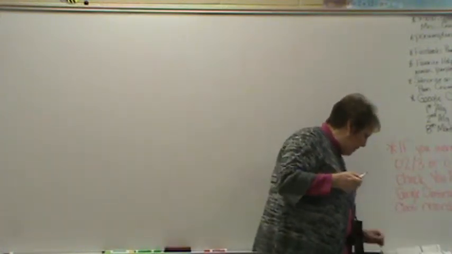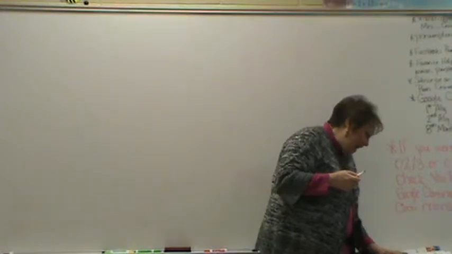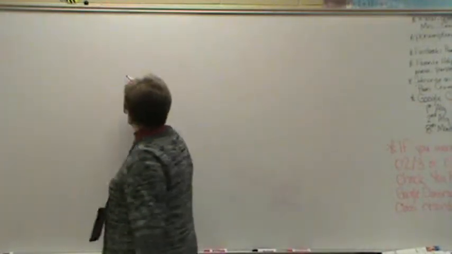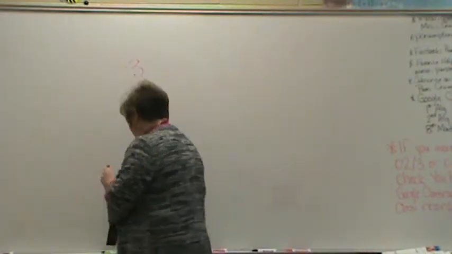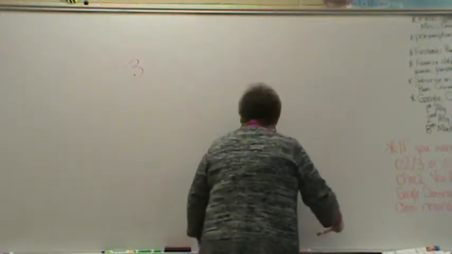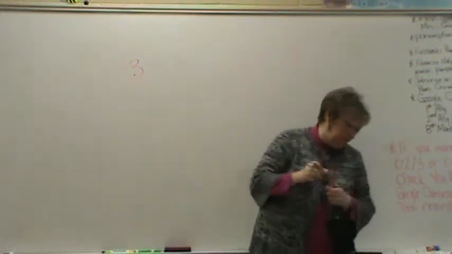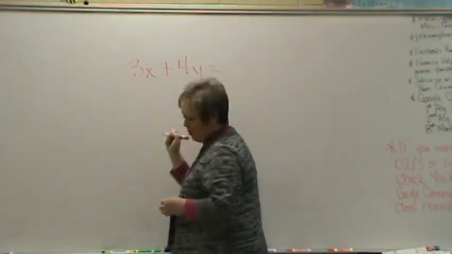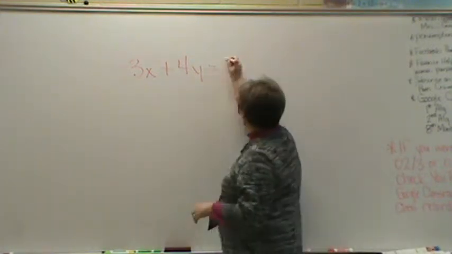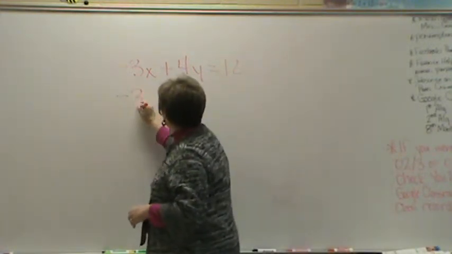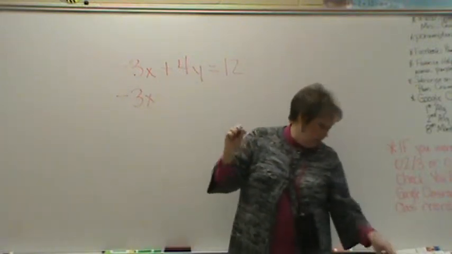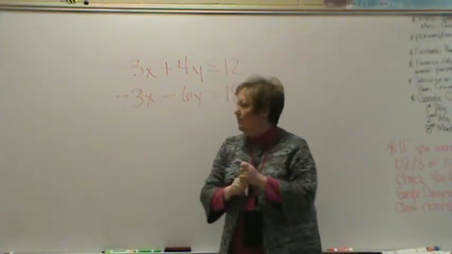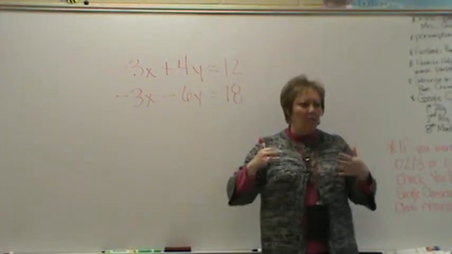Now, our elimination method. To me, it's kind of fun, like the substitution method was. Alright, so let me give you a problem here. 3x plus 4y equals 12. And we got -3x minus 6y equals 18. Now, I want you to look at this problem here.